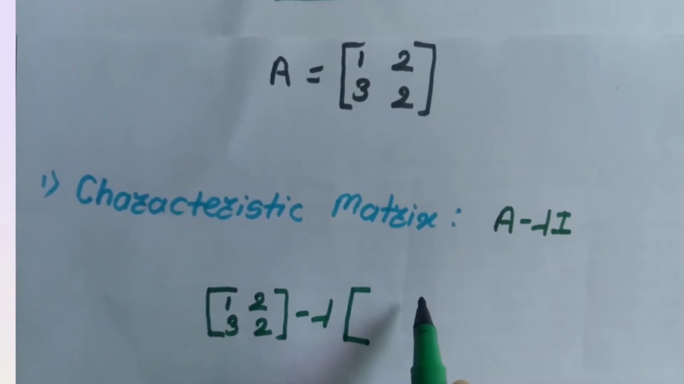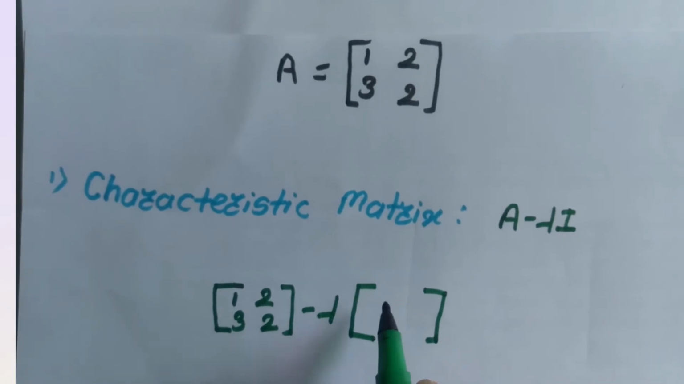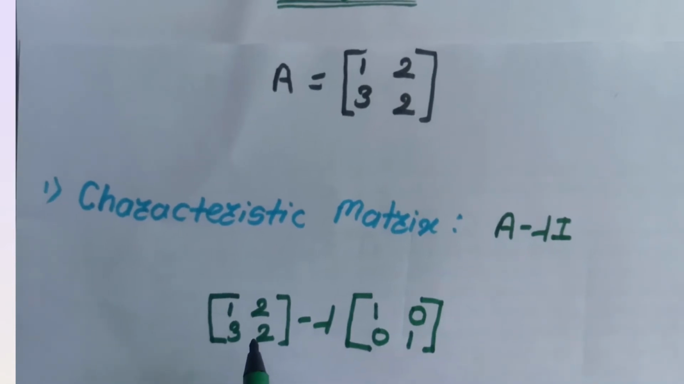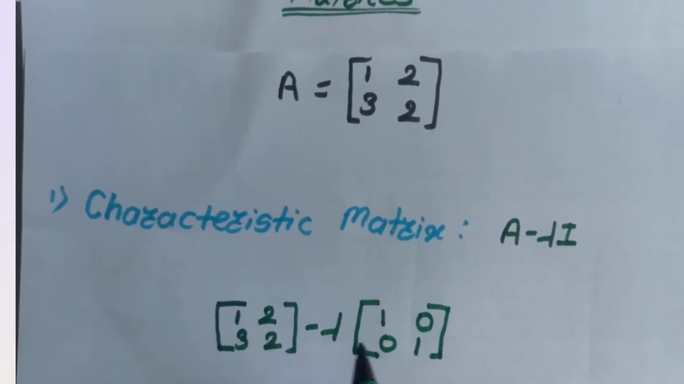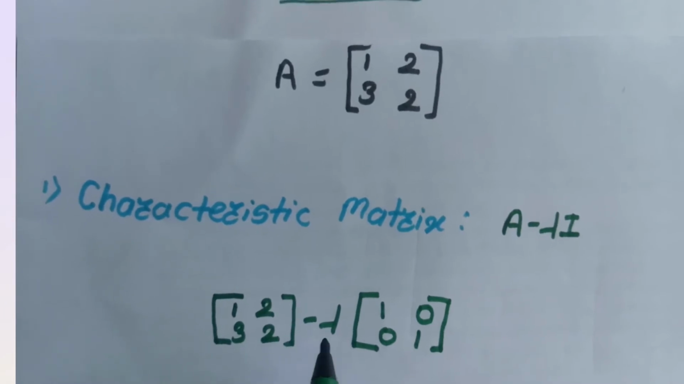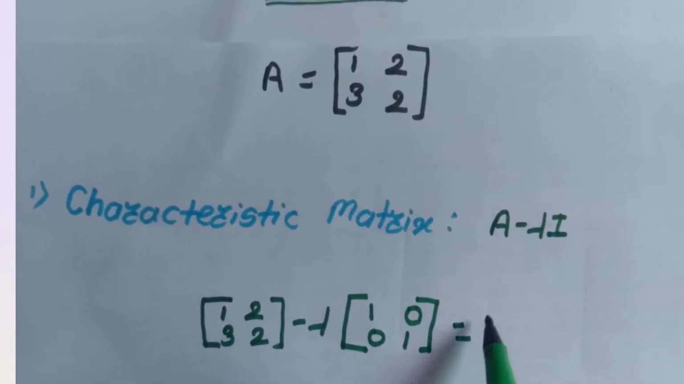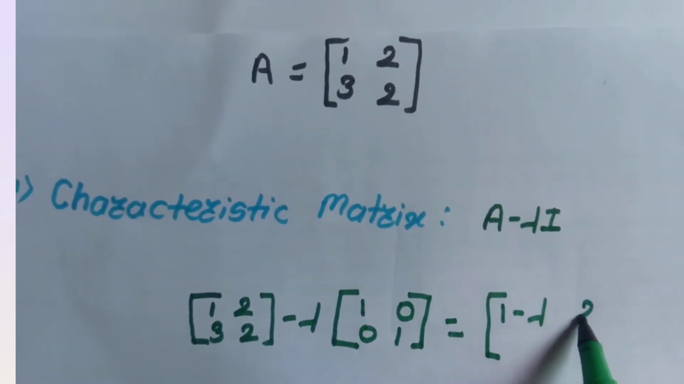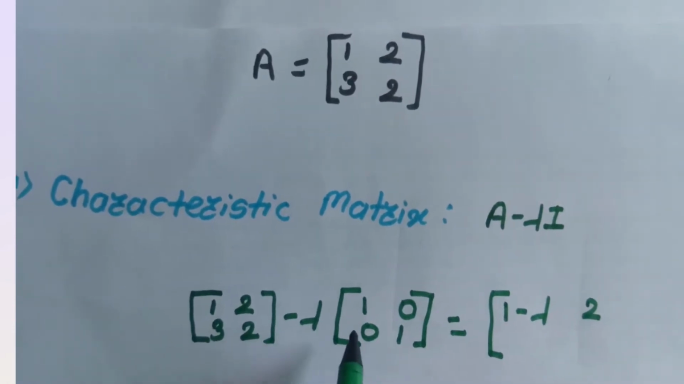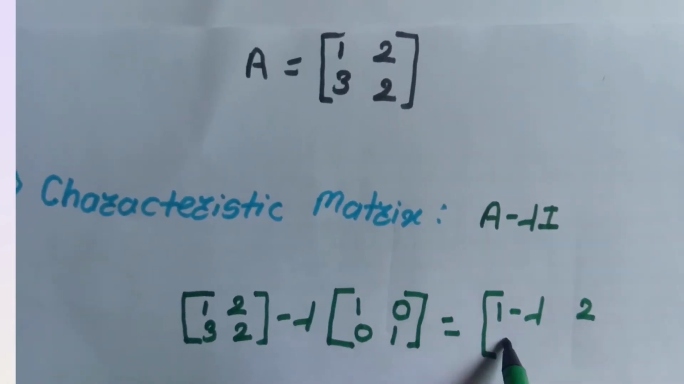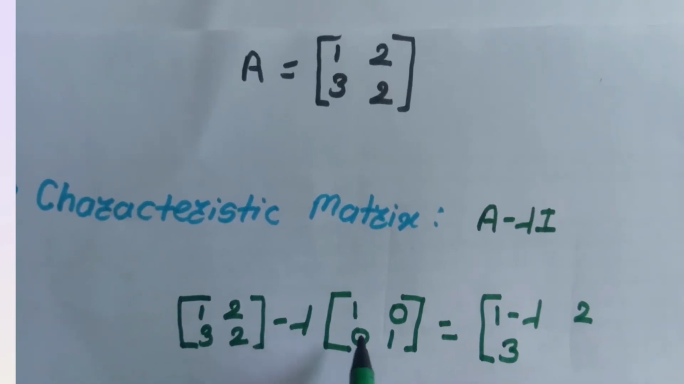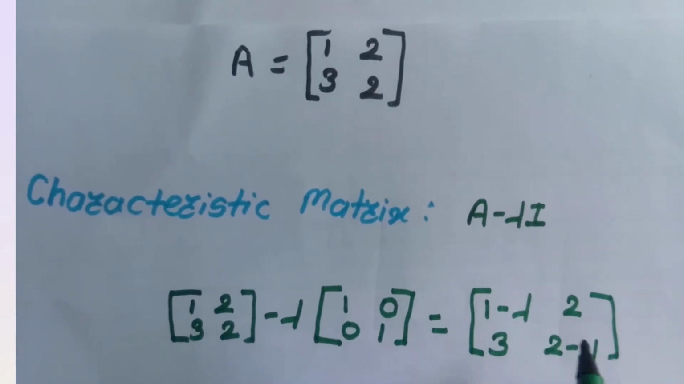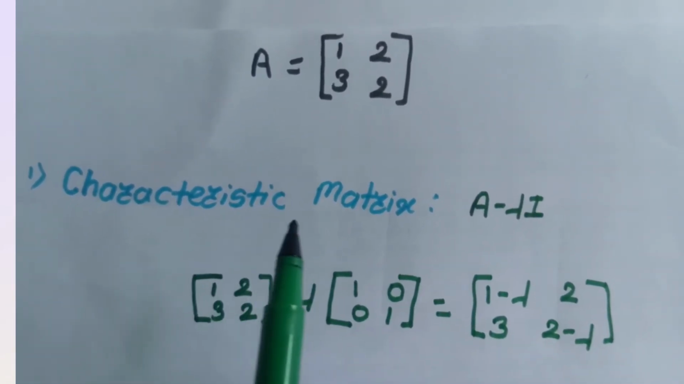I is an identity matrix. We have to take the identity matrix, which contains elements 1, 0, 0, 1. The order of matrix A and the identity matrix must be the same; only then will addition and subtraction be possible. If we subtract, we get a new matrix with values 1 minus lambda, then 2, then 3, minus 0 times lambda, that means 3. Similarly for 2 minus lambda. This new matrix is called the characteristic matrix.